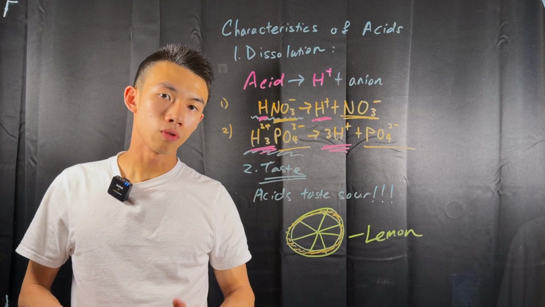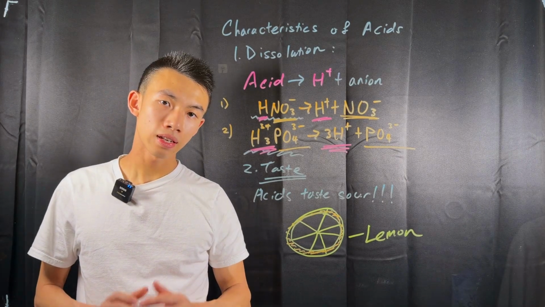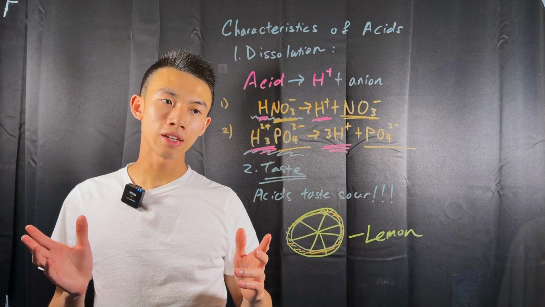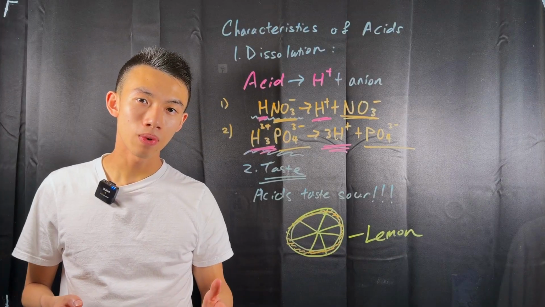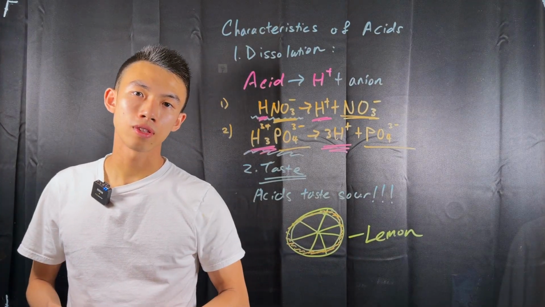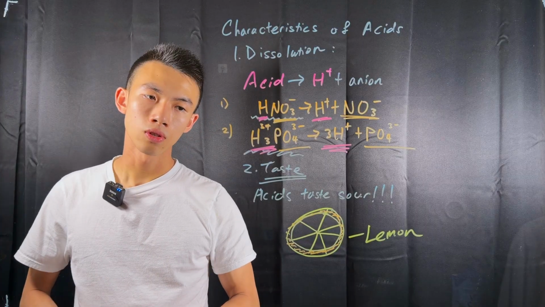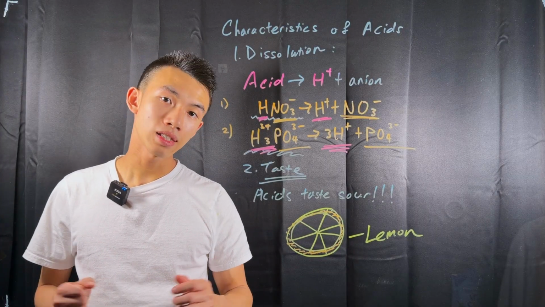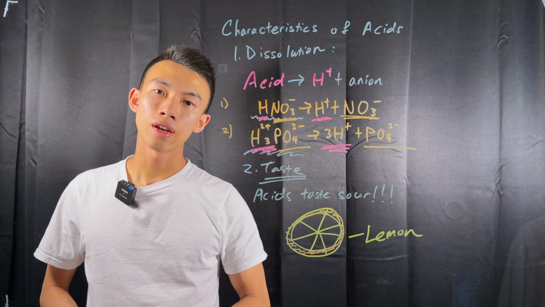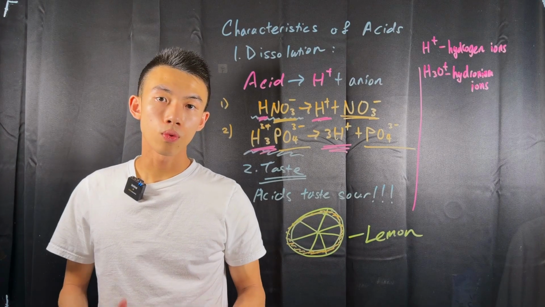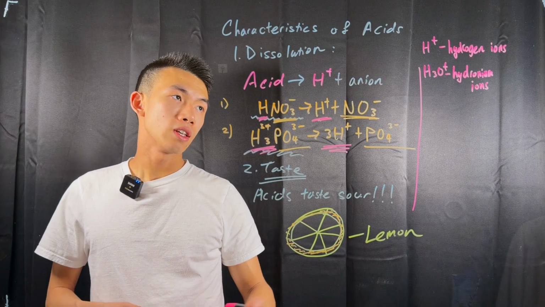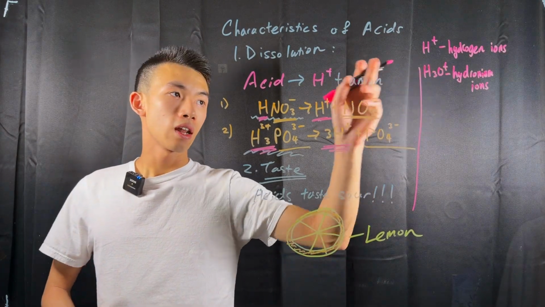Okay, number 2, let's talk about taste. Acids taste sour. You probably don't want to be tasting strong acids on their own, but if acids are mixed in with food, they can be quite tasty. Now, right here, we have a picture of a lemon. Lemons are sour, so whenever you are thinking about how acids taste, think of a lemon or vinegar. What gives acids their sour taste is both hydrogen ions and hydronium ions.